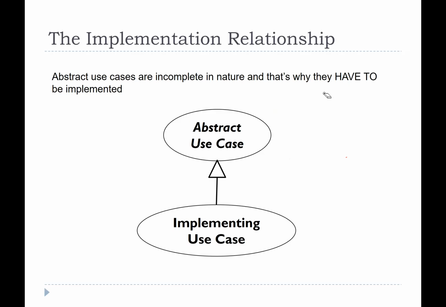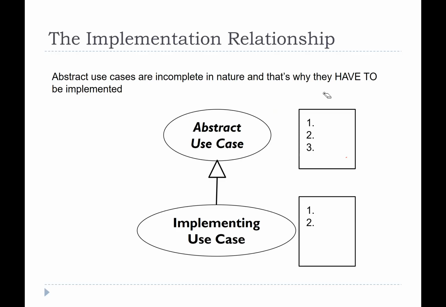Now, the mechanism is exactly the same thing that is happening with the generalization relationship, as in the abstract is going to define some steps, and the child use case is going to inherit them. It might decide to override. It might decide to add to it.